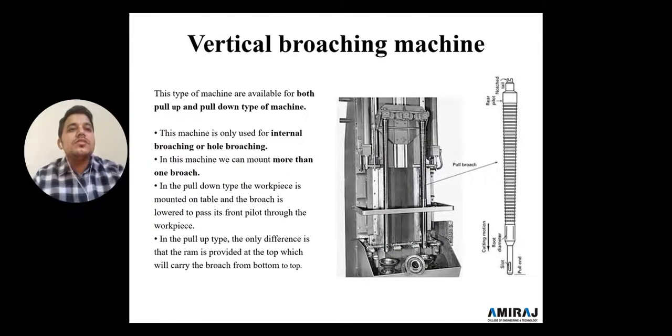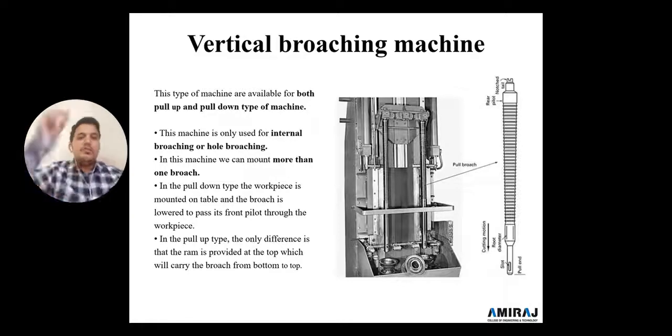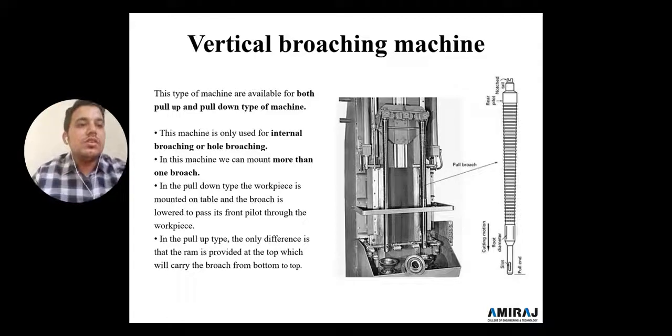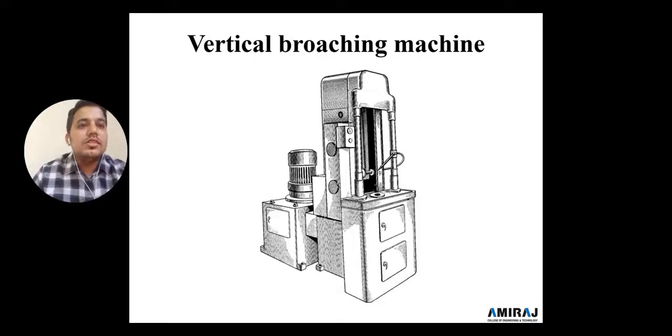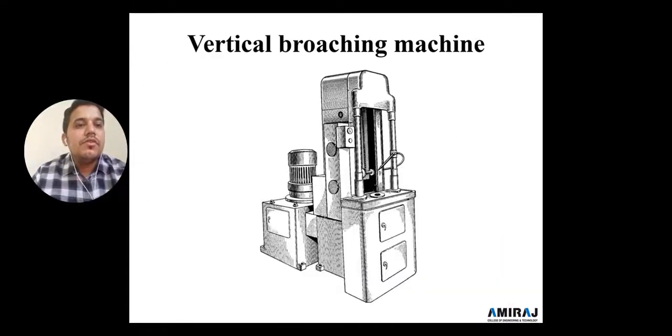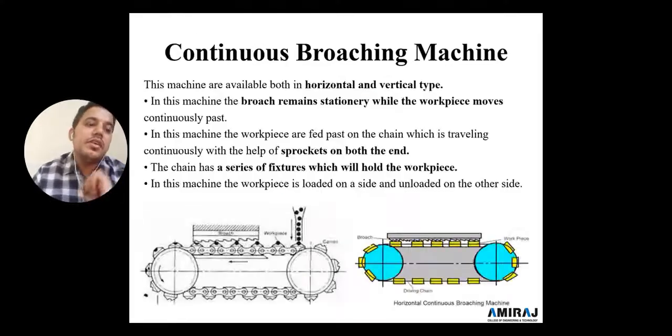So this is the particular arrangement here. In this pull up type, the only difference is that the ram is provided at the top here, and it will carry the broach from bottom to top, meaning the broach will be going from up to down in motion. Okay, so this is the vertical broaching machine, which is also related to this motor. Hydraulic arrangements are there, hydraulic cylinders are there, and we are doing the operation.